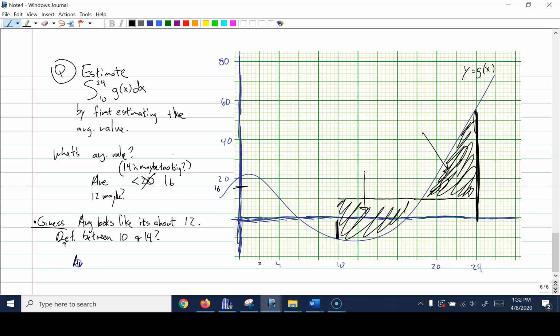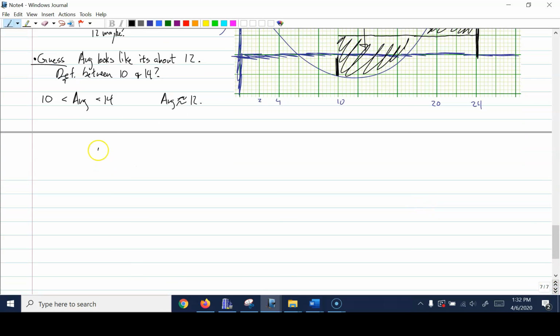Anyway, the average value is between 10 and 14, and I'd say the average is about 12. And the reason this is useful to estimating the integral is the average is almost the same thing as the integral. The average from 10 to 24 is the integral divided by 24 minus 10. That's 1 over 14 of the integral.